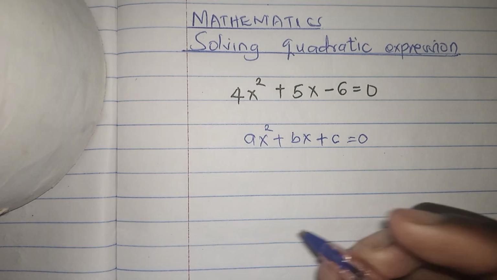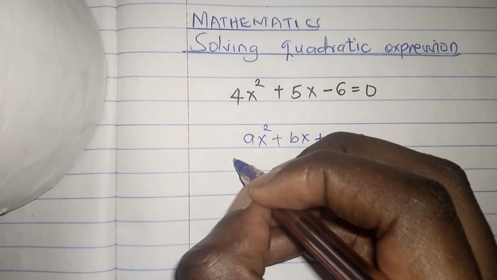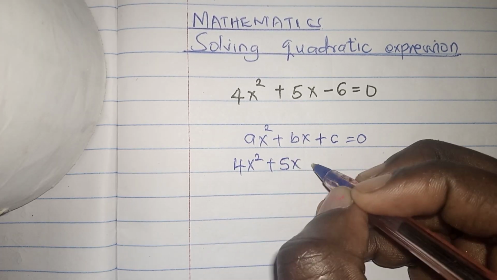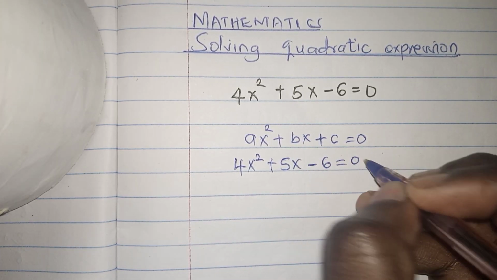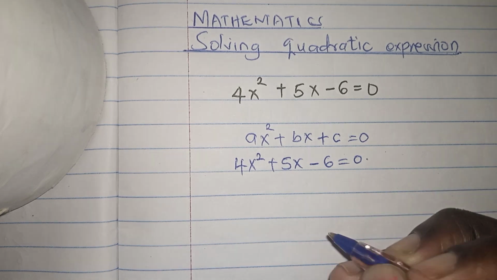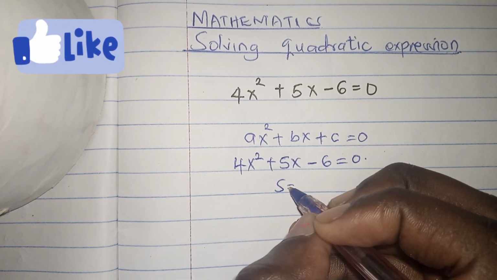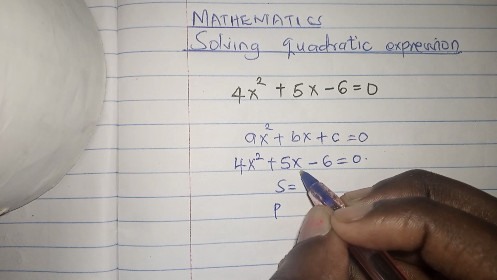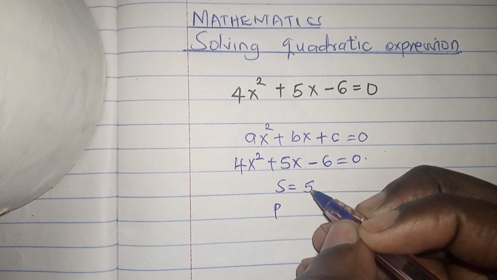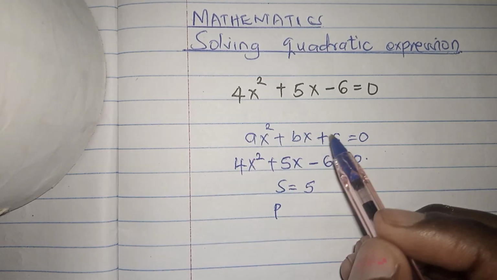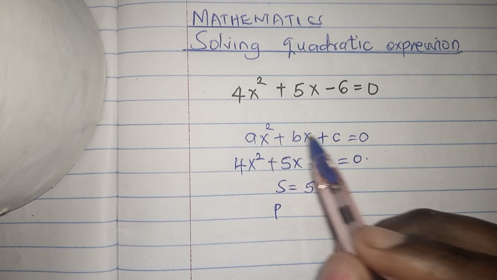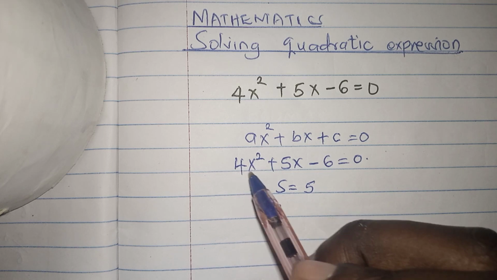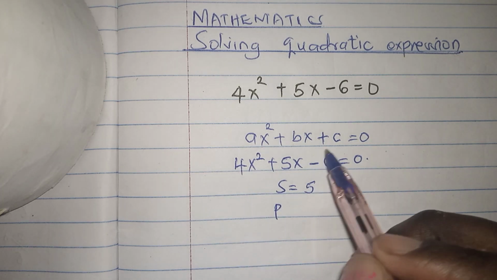So we begin by, let me rewrite the equation: 4x squared plus 5x minus 6 is equal to 0. We'll begin by sum and product. For our sum, I will take the middle term here, which is 5, and for the product I will take a and c, whereby I'm multiplying the coefficients a and c, which is 4 times negative 6.